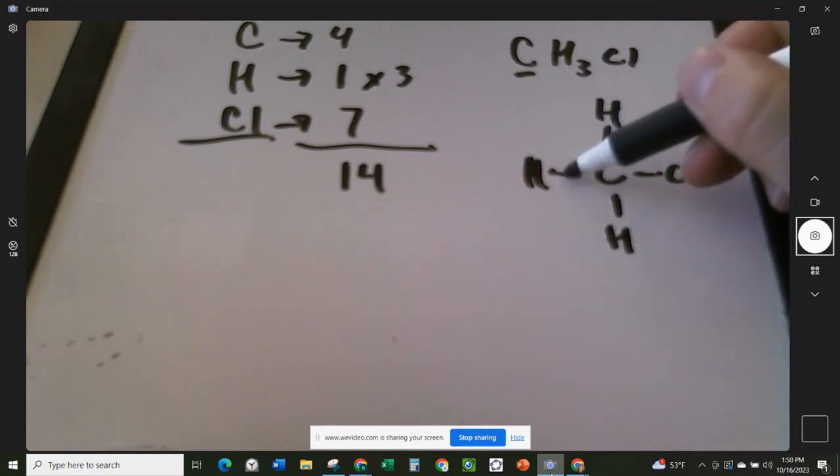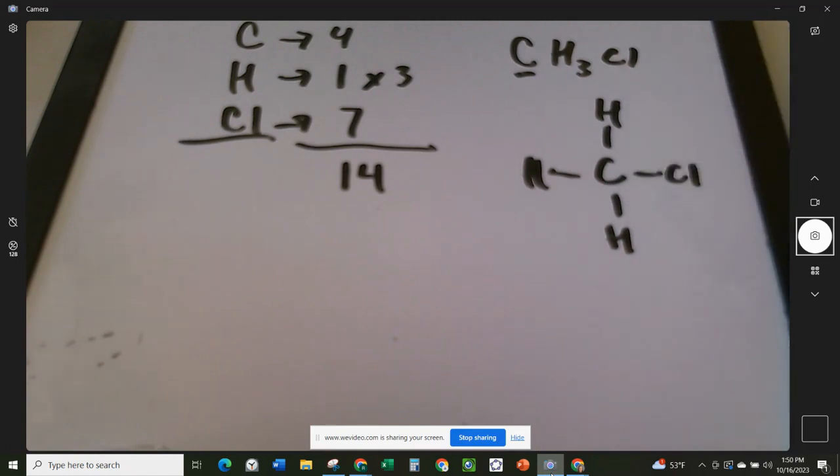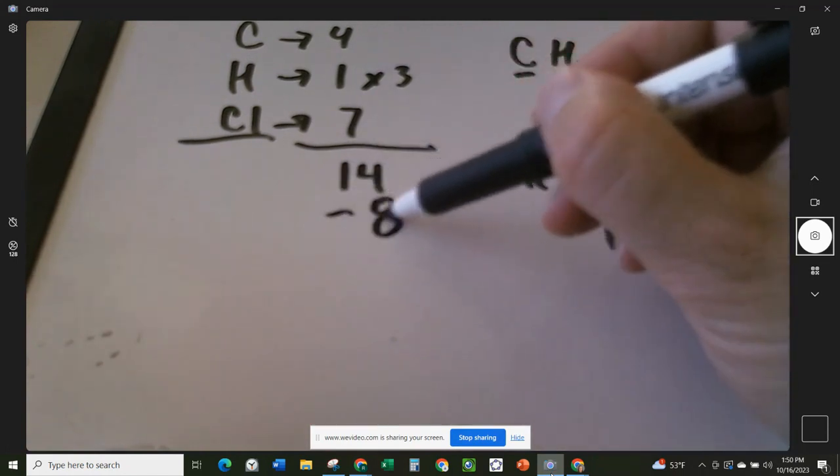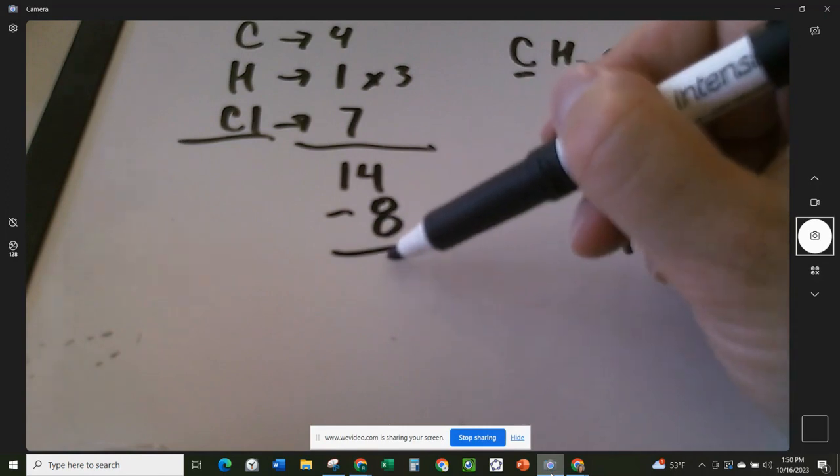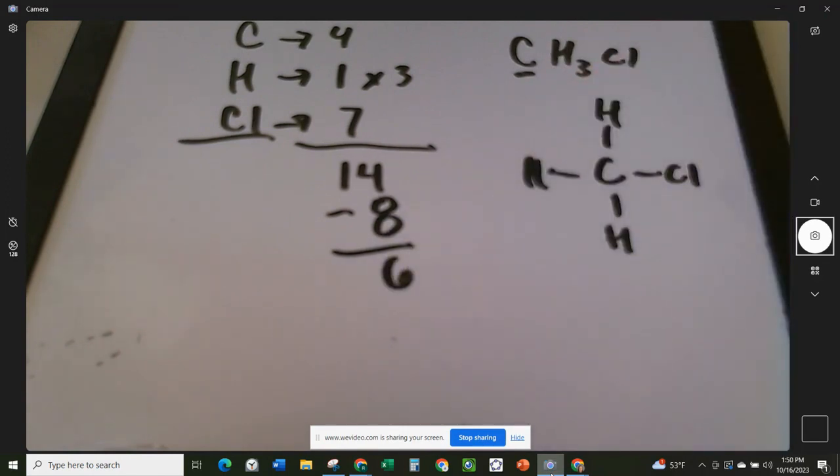Okay, so we've used 2, 4, 6, 8. Remember, 2 electrons per bond. So you've used up 8 electrons. I'm going to subtract those off. We've got 6 electrons left. Remember, hydrogen only wants a bond, and then its valence shell is satisfied with 2 electrons. So this one's satisfied. This one's good. This one's good.